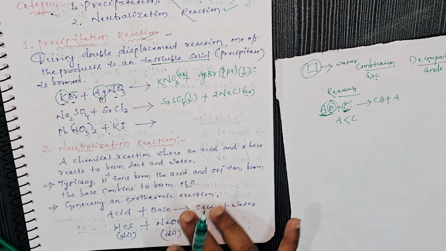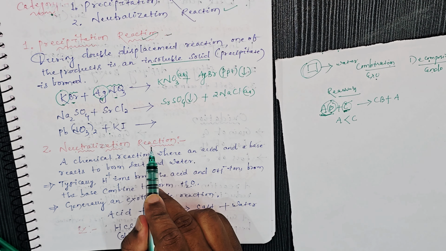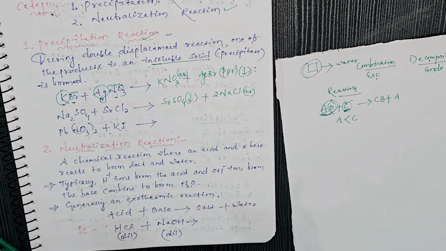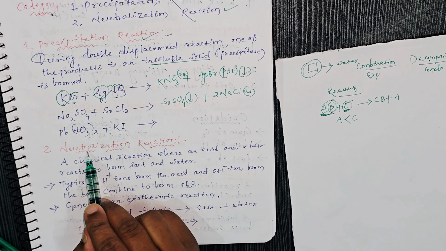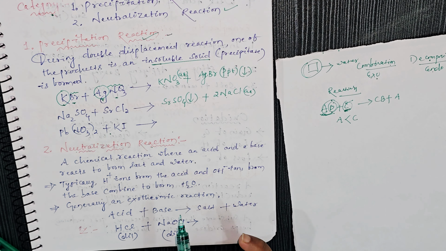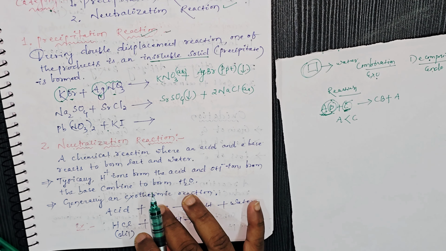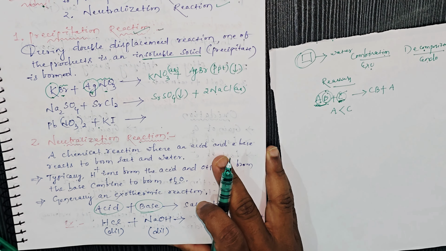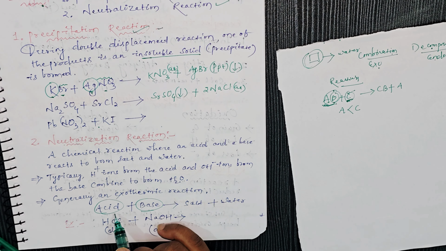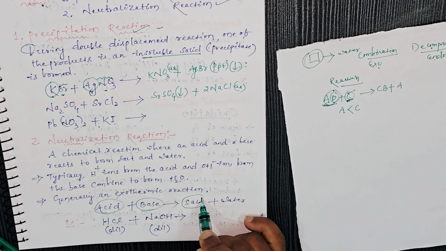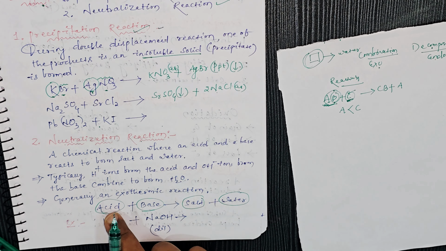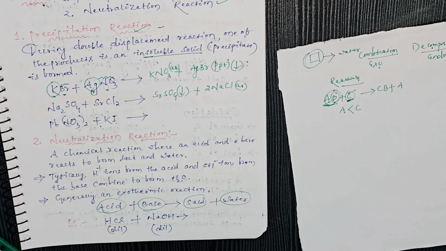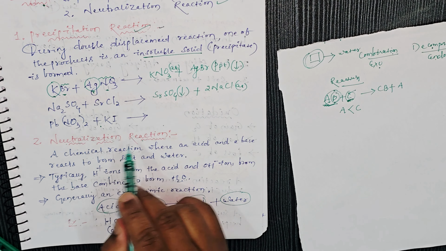Clear? Next, neutralization reaction. This is the second category of double displacement reaction. Neutralization reaction means the same pattern will be followed, but we have to take an acid and a base. Whenever an acid takes over a base or a base takes over an acid, they form salt and water. This kind of reaction is called double displacement, and also a neutralization reaction.